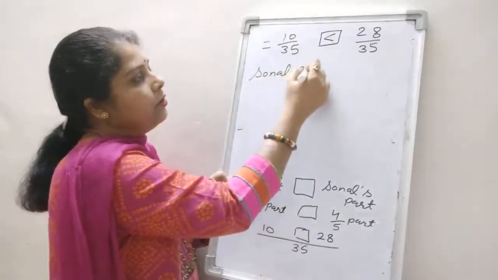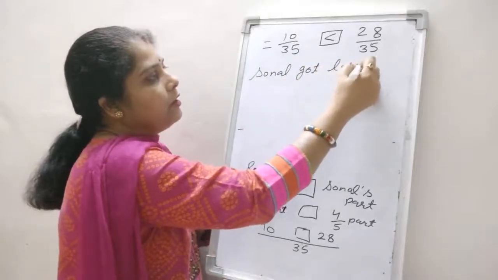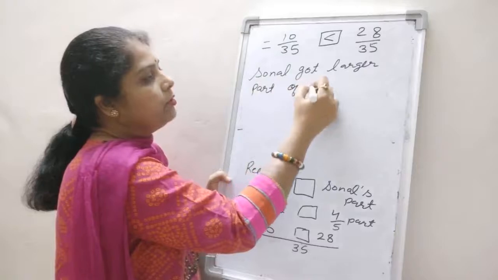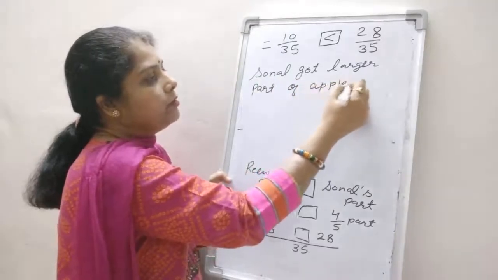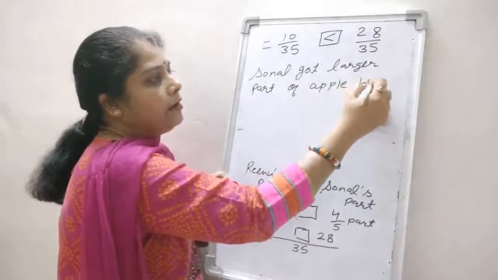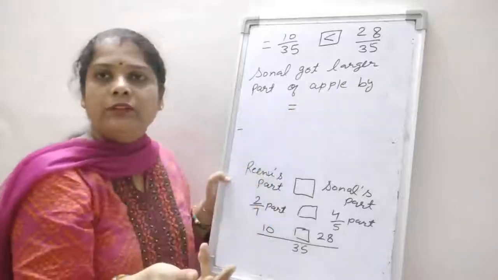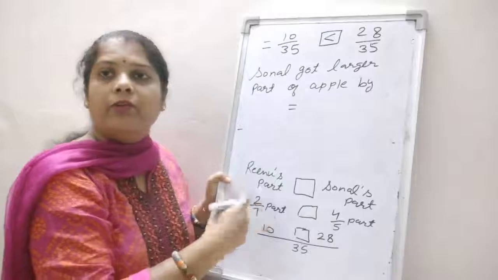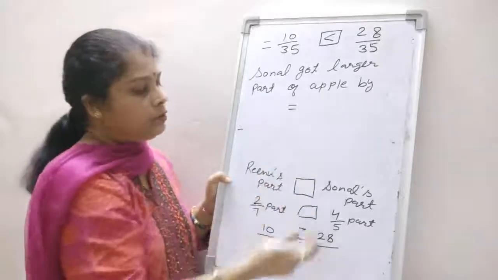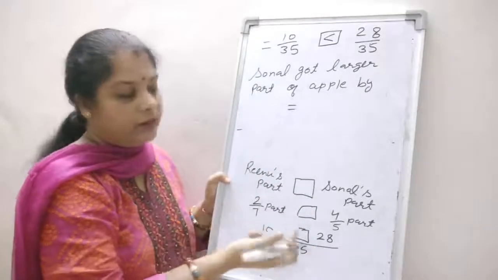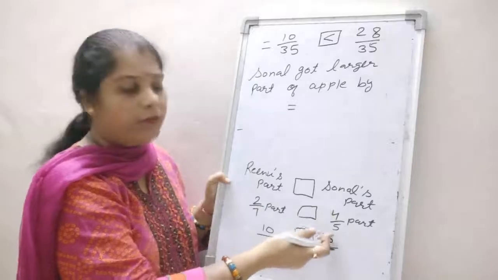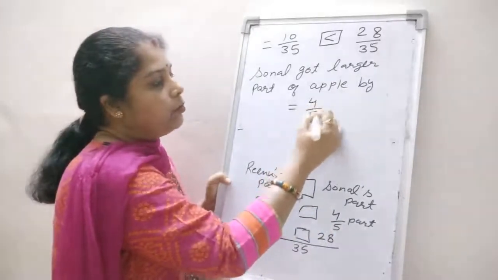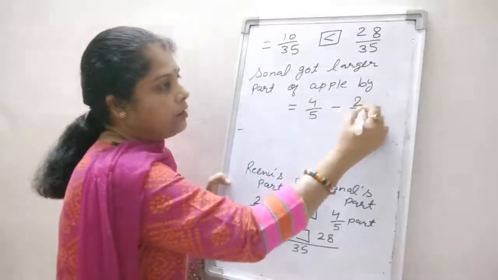Sonal got larger part of apple. And by how much? So we will subtract the smaller part from the larger part. So the smaller part is 2/7 and of course the larger part is 4/5, that is Sonal's part. So we will subtract 4/5 minus 2/7.